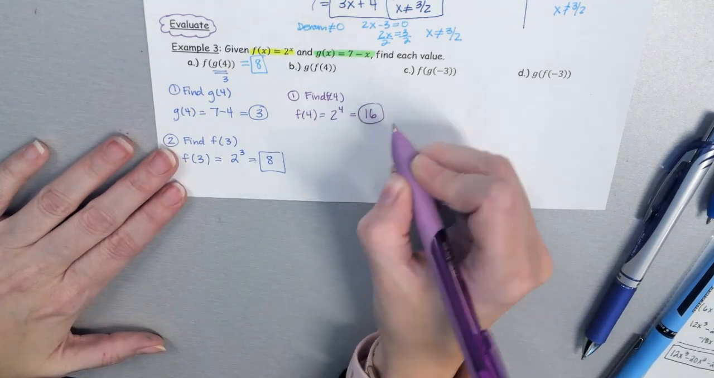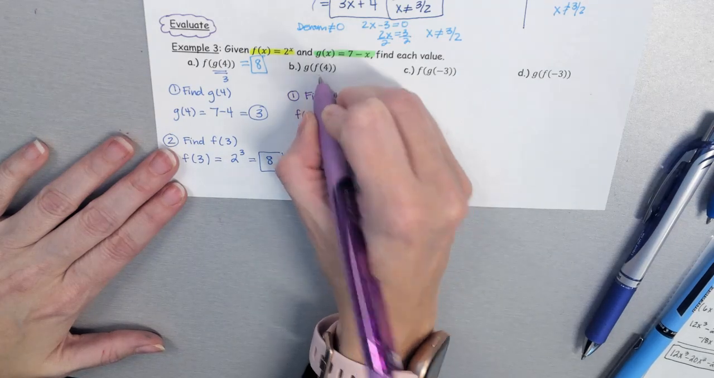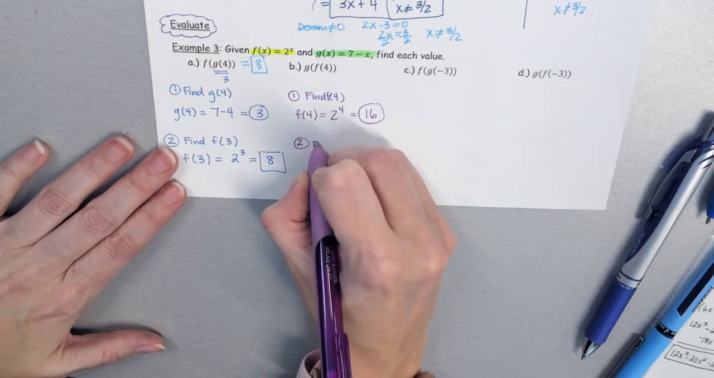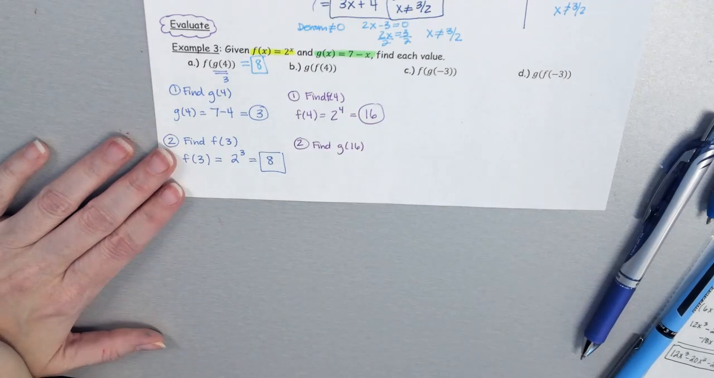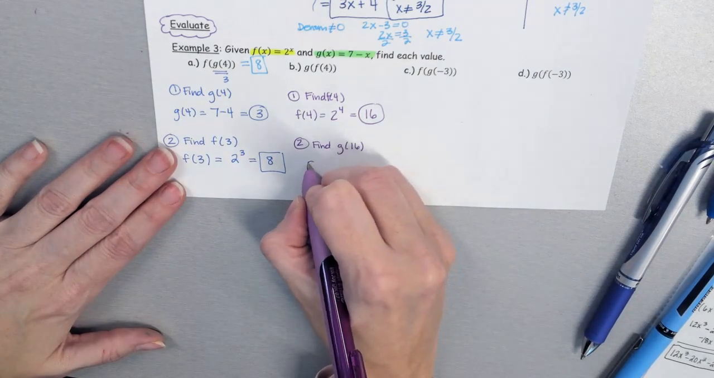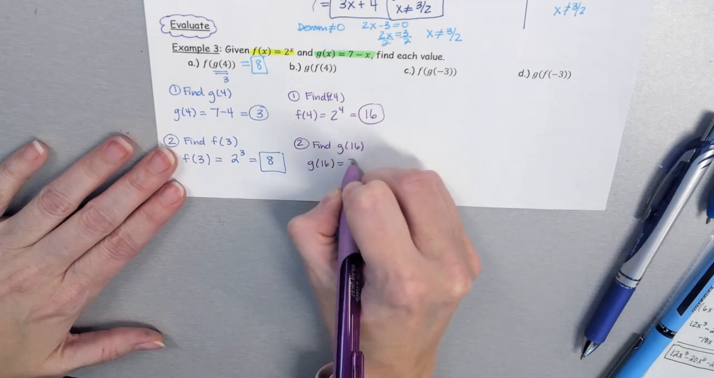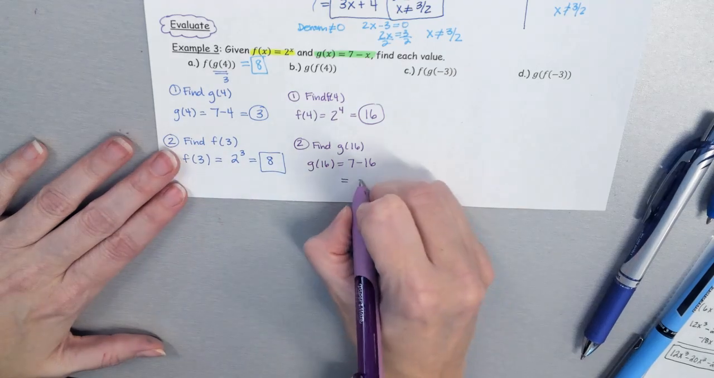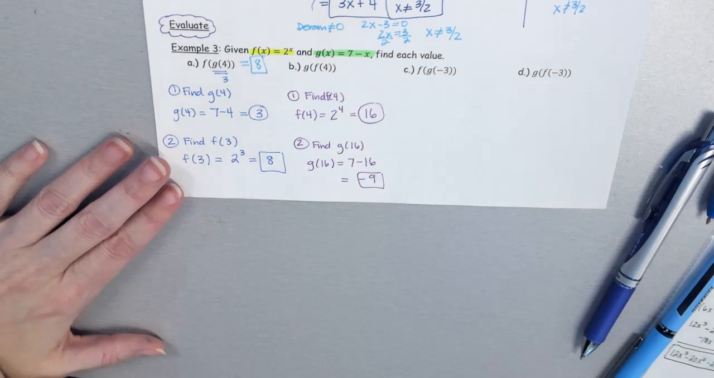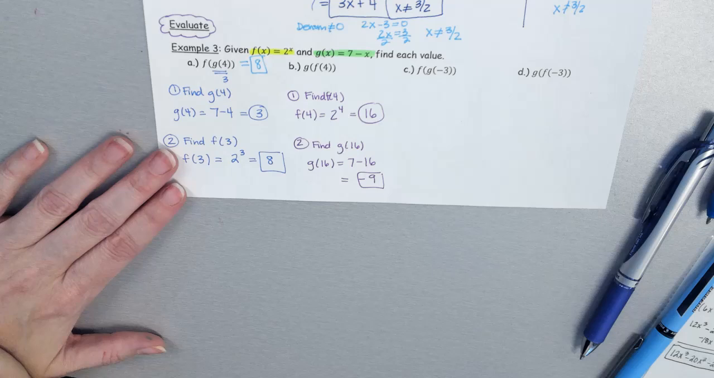Okay, and then you take that, and now you substitute. So what you're going to find is g of 16. Okay, so you just have 7 minus 16, which is going to give you negative 9. Good, so that's your final answer, negative 9.